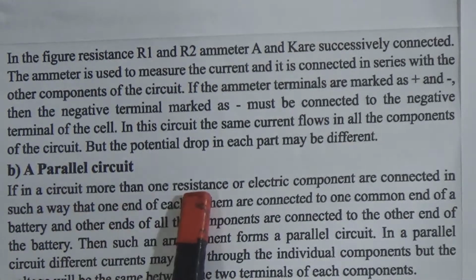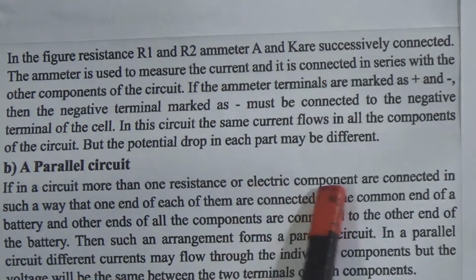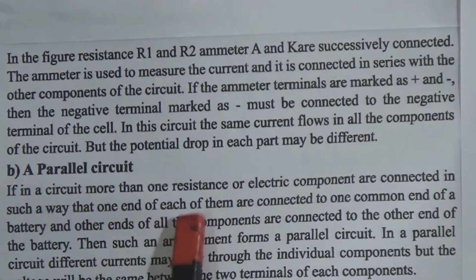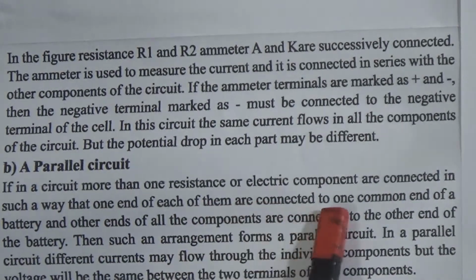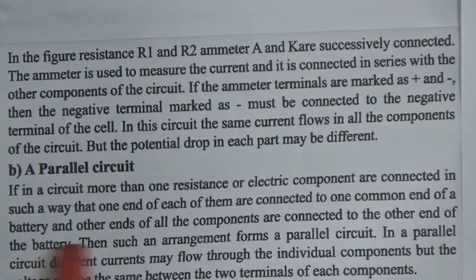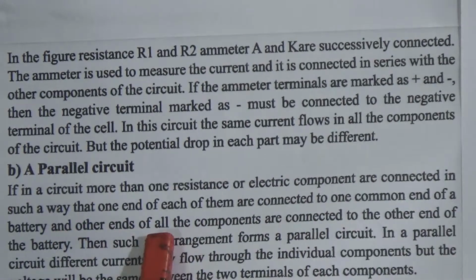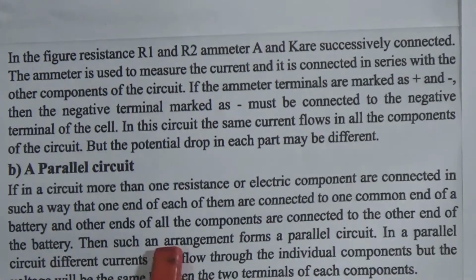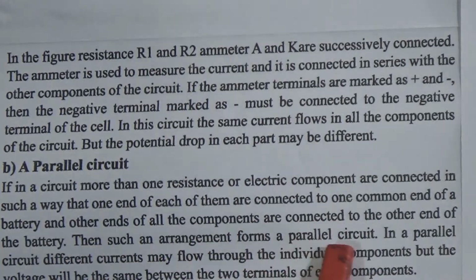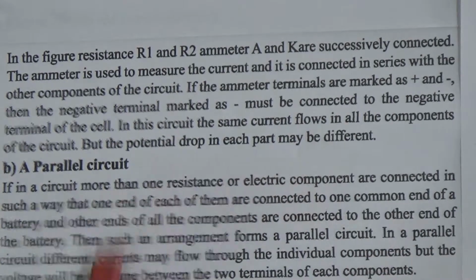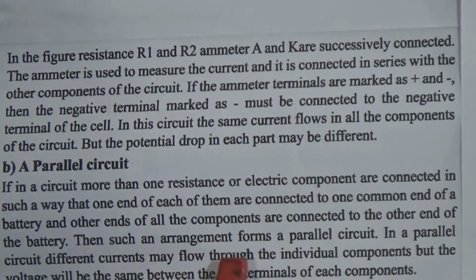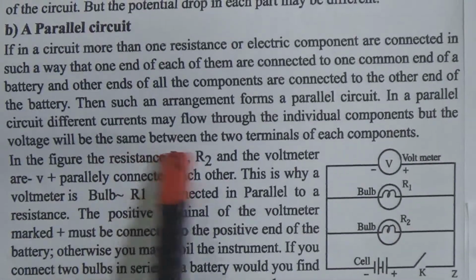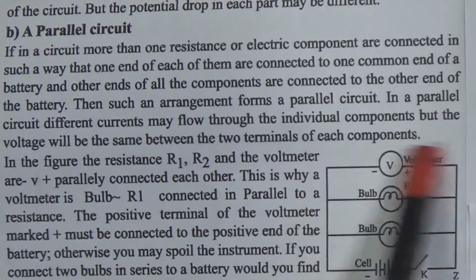Now come to the parallel circuit. If in a circuit more than one resistance or electric component are connected in such a way that one end of each of them is connected to one common end to a battery, and the other ends of all components are connected to the other end of the battery, then such an arrangement forms a parallel circuit. In a parallel circuit, different current may flow through the individual components, but the voltage will be the same between the two terminals of each component.